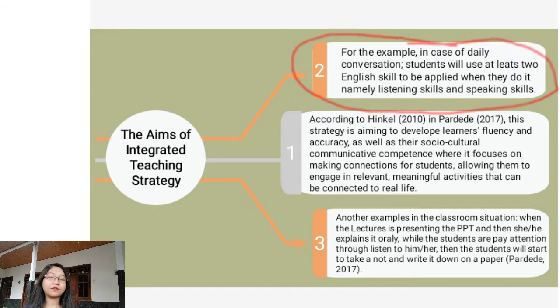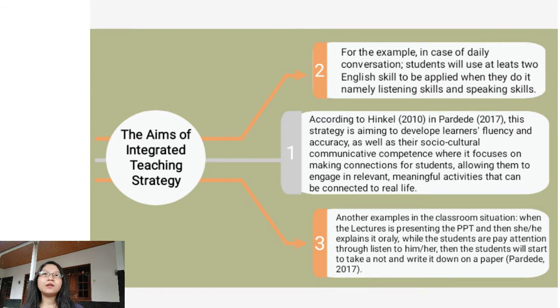Okay, let's take a look at the first example. In the case of daily conversation, for example, students will use at least 2 English skills, namely listening skills and speaking skills. So, to be engaged in real-world communication, students are prepared to be able to face this kind of activity in terms of daily conversations in society, by implementing this kind of teaching strategy called integrated skills teaching strategy.